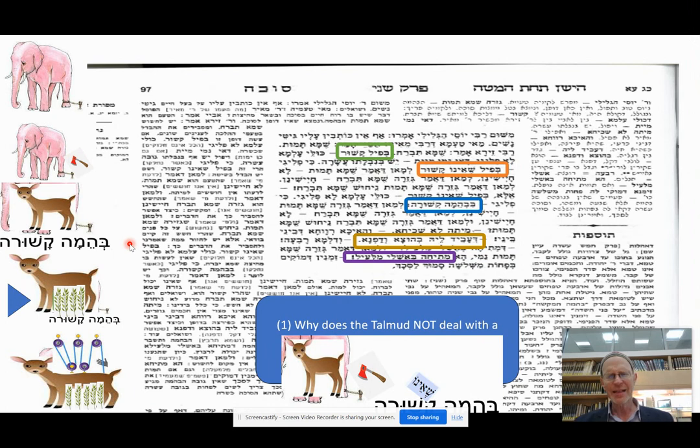Lastly, first of all, question number 32. Why is it, and we answered this actually earlier in class, that the Talmud never deals with the deer, the smaller one, after dealing with the peel, the elephant? It could have dealt with the smaller animal that is not bound up. Why doesn't it have to deal with that for some reason? Okay, that's question 32.